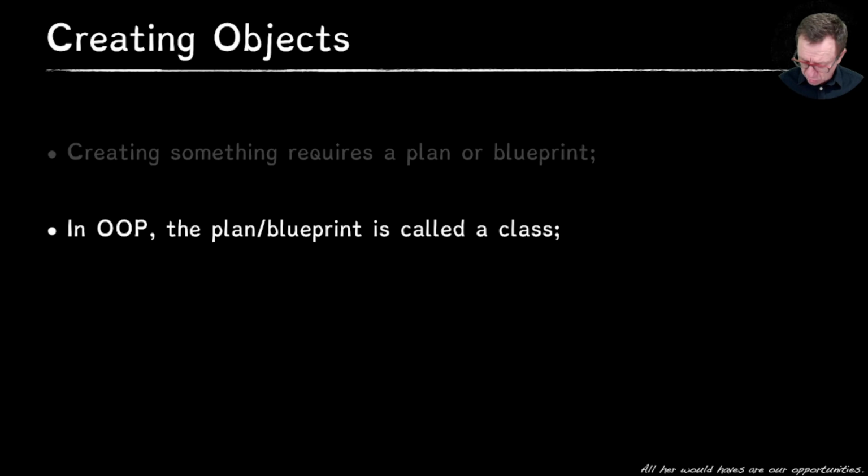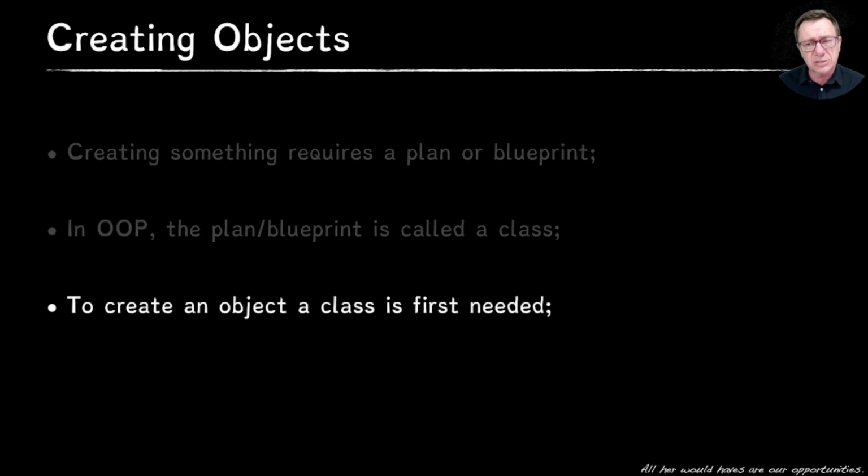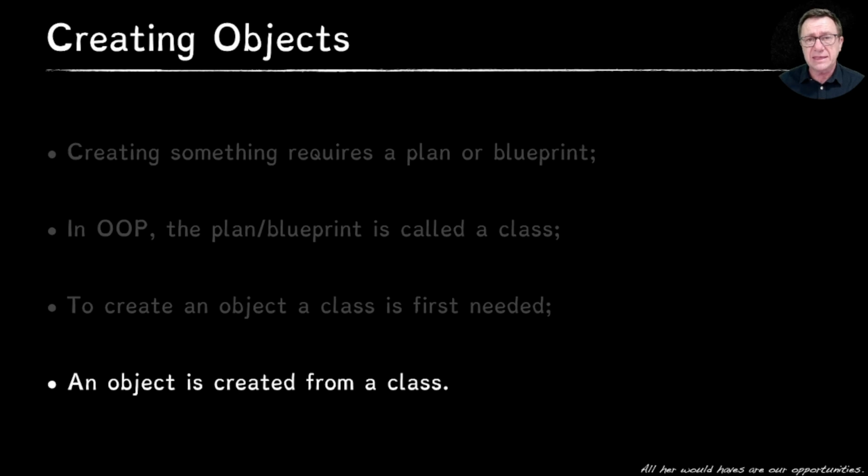In our case, with object-oriented programming, this blueprint, this plan, is called a class. And to be able to create an object, we've got to have that. Once we've got our class, we can then create an object from it. You'll also hear we can then instantiate an object from the class. Fancy word, don't be concerned. A test question would not be, how do you spell instantiate?